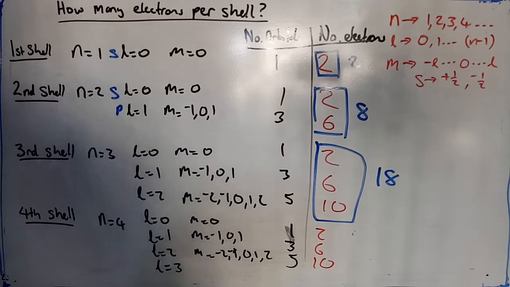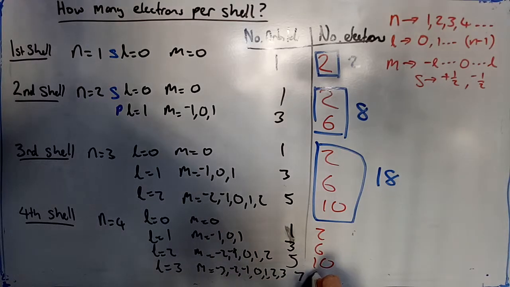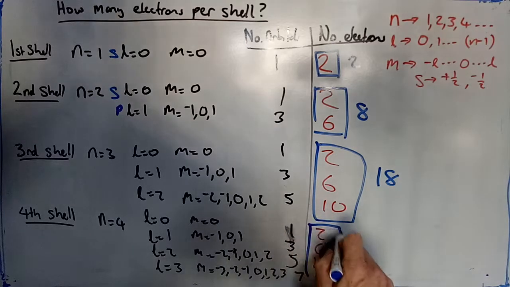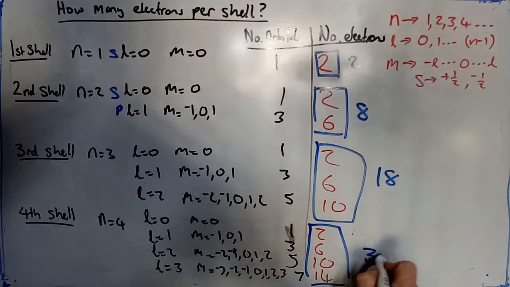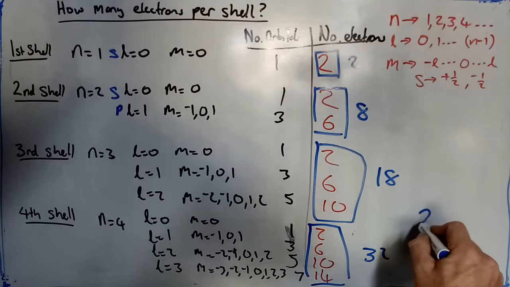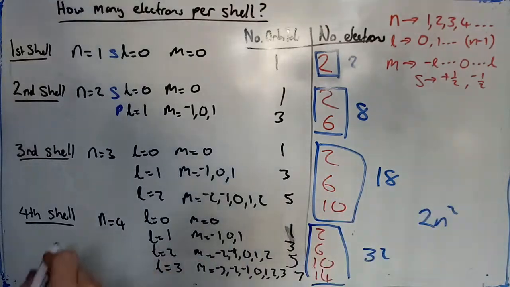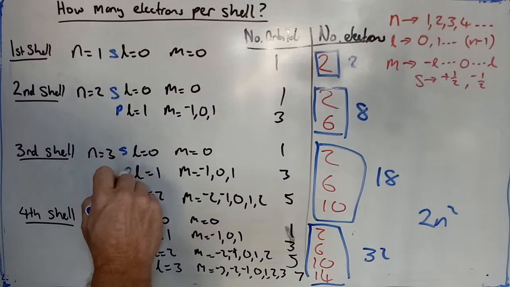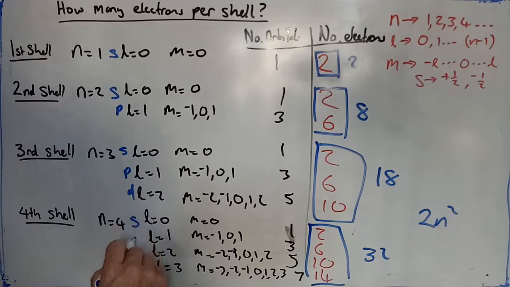If L equals 3, then M could be -3, -2, -1, 0, 1, 2, or 3. That's 7 orbitals and a maximum of 14 electrons. So the maximum number of electrons that can fit in the fourth shell is, add them up, 32 electrons. Whiteboard is running out of space here, so I won't calculate shell 5, but it works out to be 50. And there is a formula for this. The number of electrons that can occupy the nth shell is 2n squared.